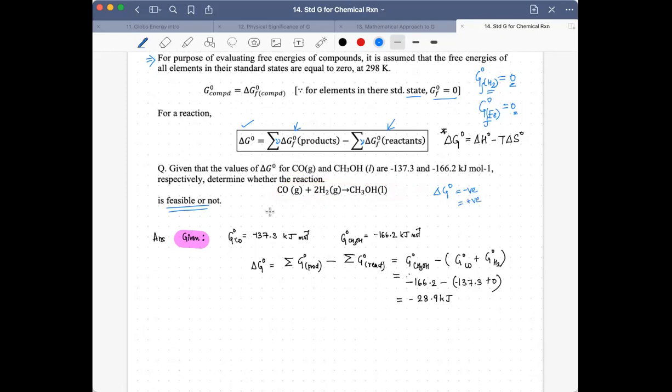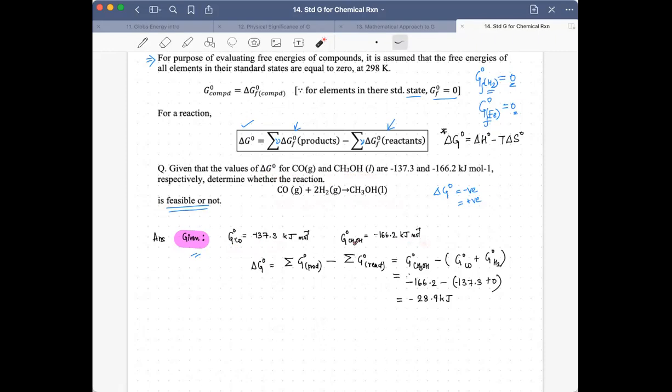Okay, so let us try to write the given facts first. If you look at the given facts, we are given the delta G naught of formation for CO to be minus 137.3 kilojoule per mole. Similarly, you are given delta G naught for the methanol liquid as minus 166.2 kilojoule per mole.